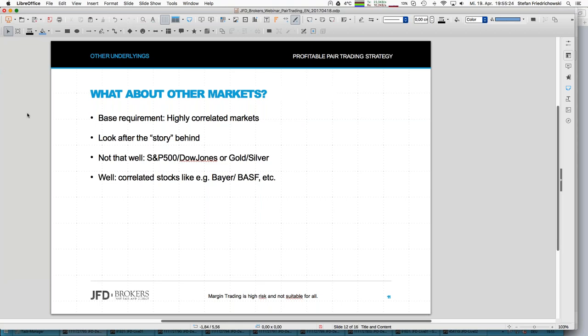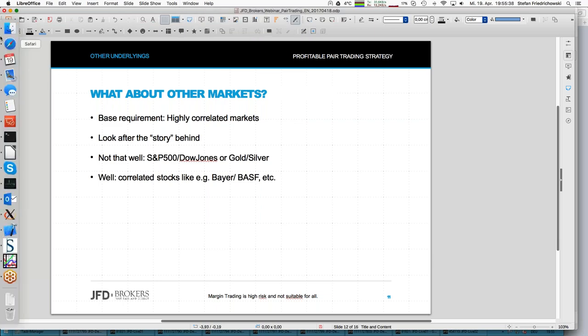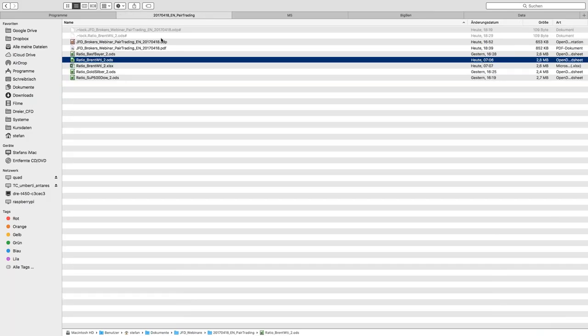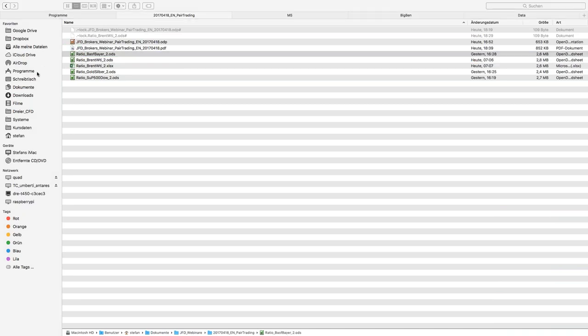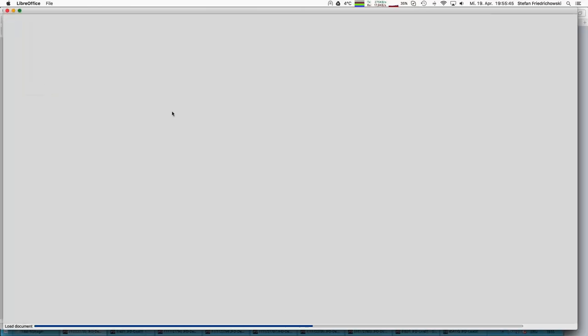What works, for example, are correlated stocks. And here's an example of German companies like Bayer and BASF. I will show you this directly in an Excel sheet. Oh, just a second, the Excel sheet is not opened up to now. It takes only a second, then we will have it here.